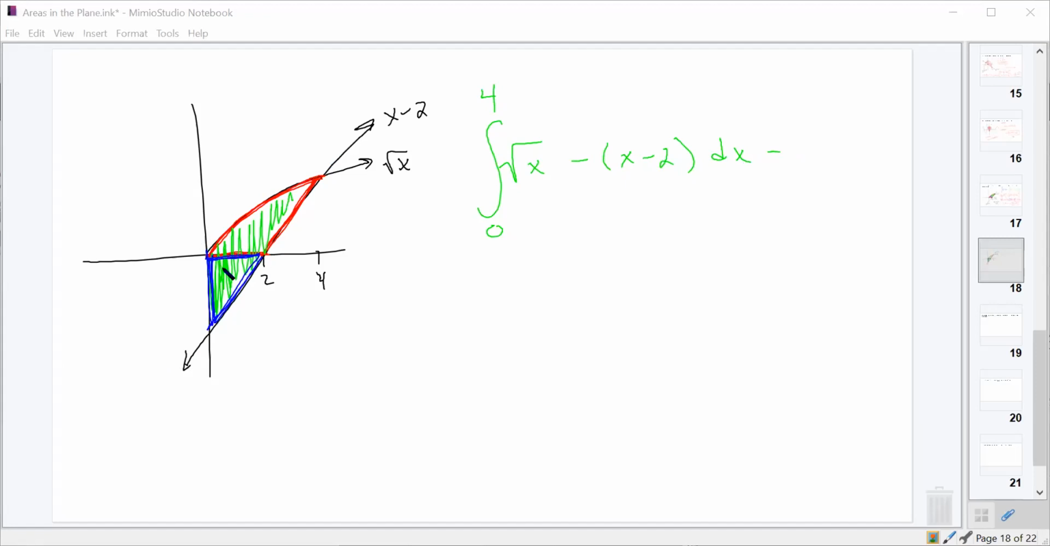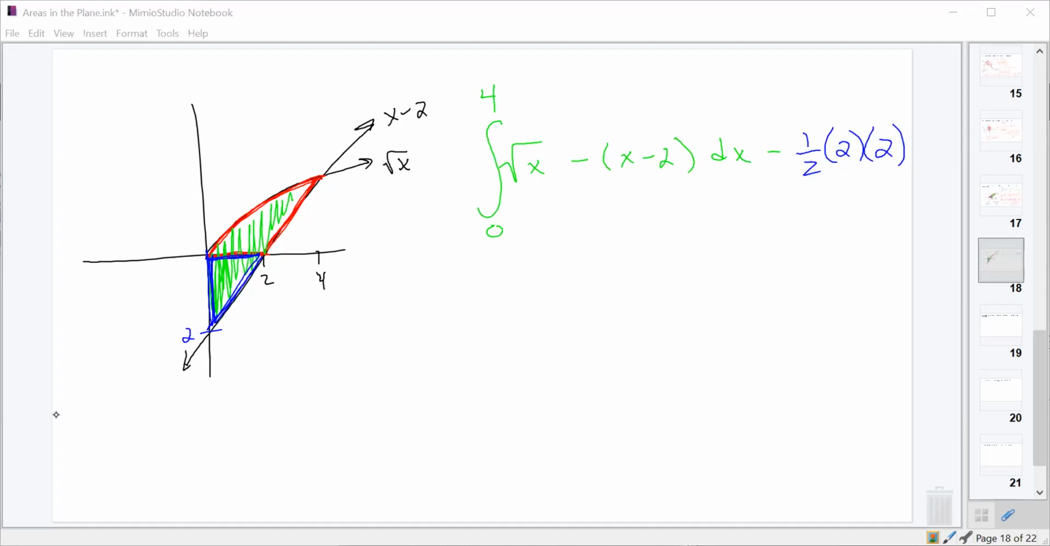There's two ways to find this blue region. One is to do the integral from 0 to 2 of x minus 2, and that becomes a negative value, so we'll just have to subtract the opposite of it. But the other way is to recognize: what is this blue area? It's just a triangle, right? With an area of 1/2 base times height. Base is 2, height is also 2. So we don't even have to do the integral there. And what does this give us?